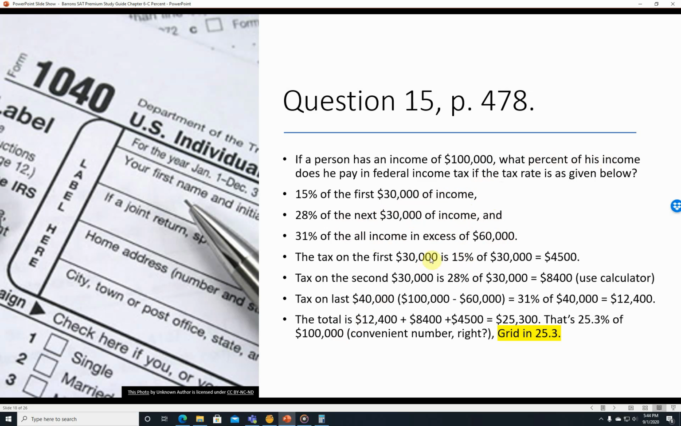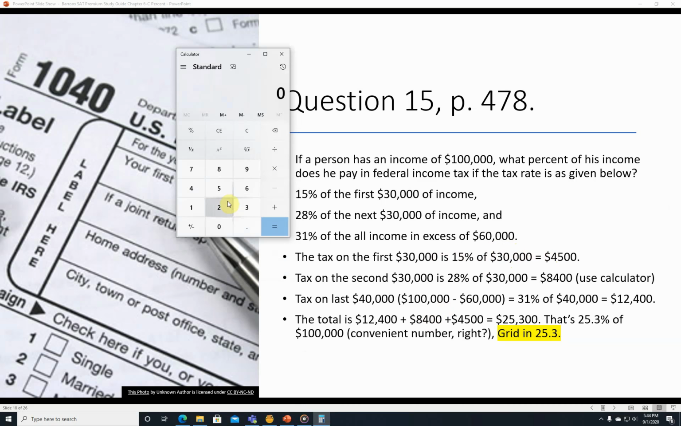That should be easy. 10% of $30,000 is $3,000. 5% would be half of $3,000, so that'd just be $3,000 plus $1,500, which is $4,500. Or if you're on the calculator section, then it's easy enough. You just go 30,000 times 15%, boom, $4,500.